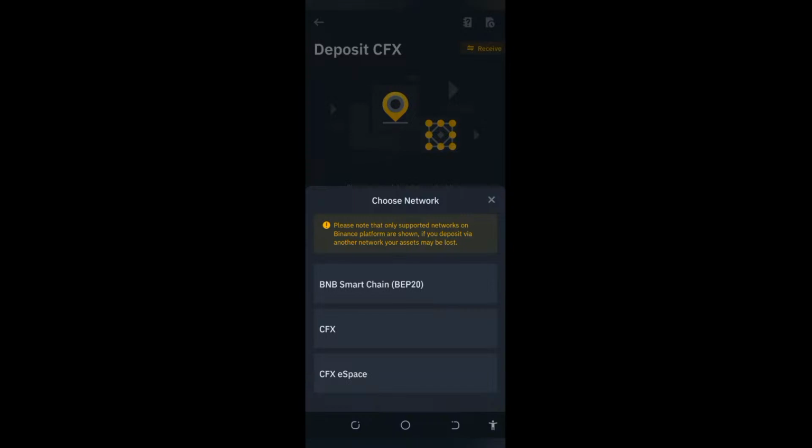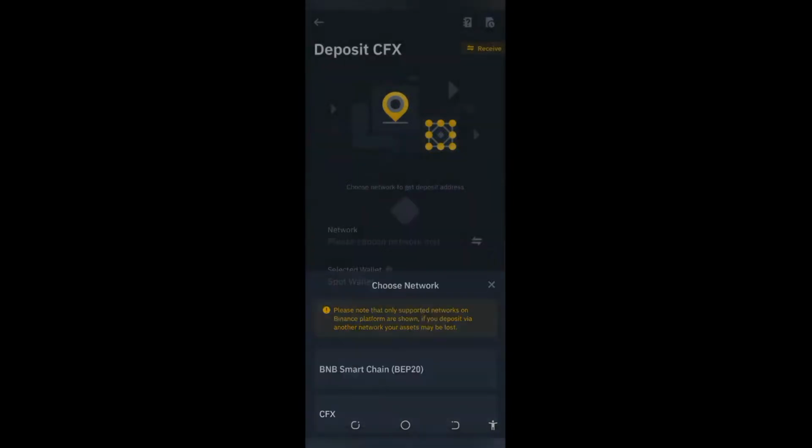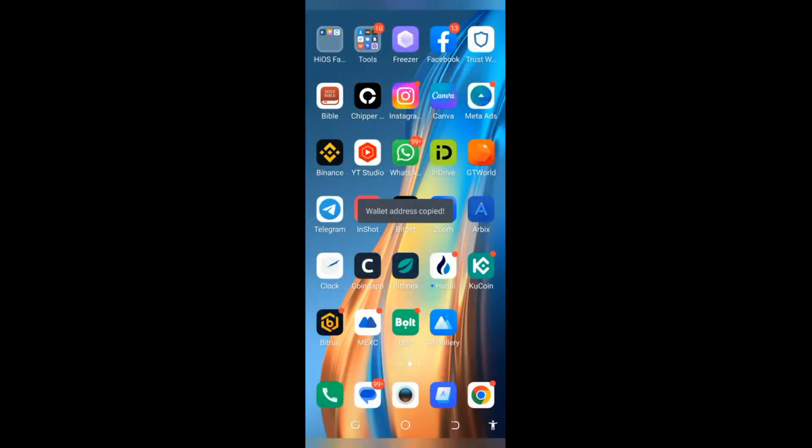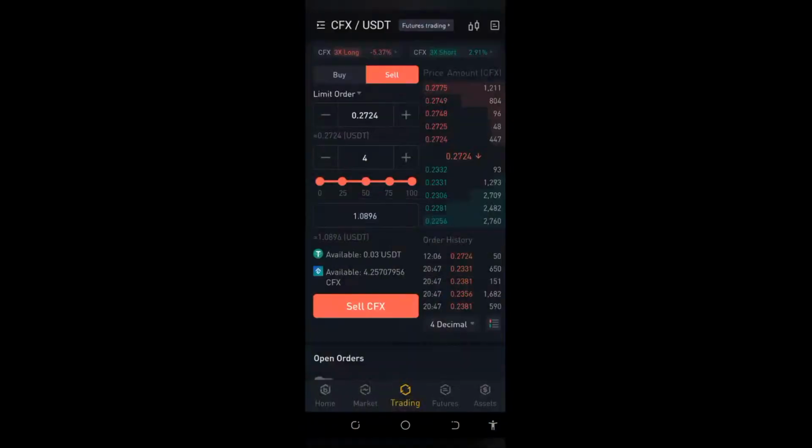Awesome. Now, can you just imagine that? To deposit it here, I'm seeing CFX eSpace, but to send it over, CFX eSpace wasn't showing up. Can you see how confusing this is? Can you see how confused I was? Because there's CFX and there's CFX eSpace. Anyway, I'm choosing CFX eSpace, and then I'm just going to copy that, go back to Bitrue, and then I'll just go send it, right?